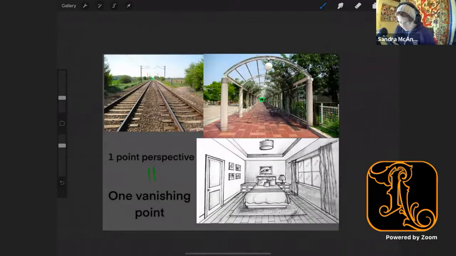So go back to your fundamentals. What is the vanishing point? It's where all lines converge. Usually it's dead center in your composition, right? So let's see here.